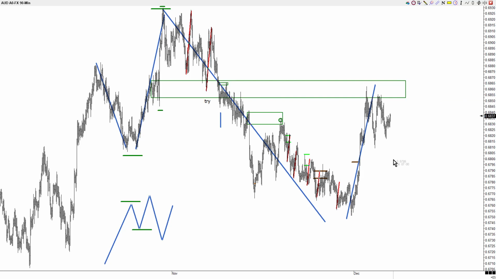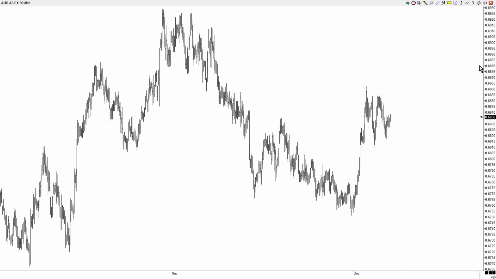Alright, so that's the Aussie. So remember, with this mapping, I'm just trying to see in waves. Clean the chart up. Just like that. If I told you to map this market, what are you going to do? Where's the major? There's the major. Where's the minor? There's the minor. See how clean we get? Don't be afraid to clean your chart up. That's it. You're done. You've mapped.